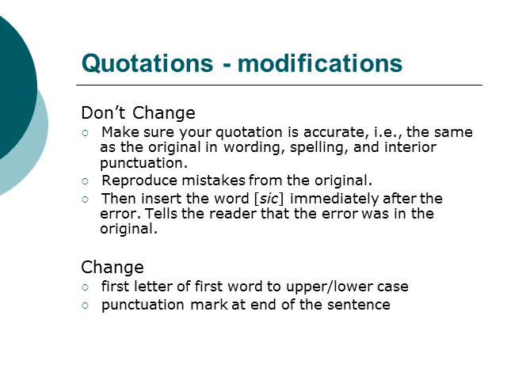What you would then do is insert a bracket with the word sic immediately after the error. And this indicates to the reader that the error was an error that the original author who you are citing made, not an error you made in transcribing the quotation. That being said, there are some changes that you can make.